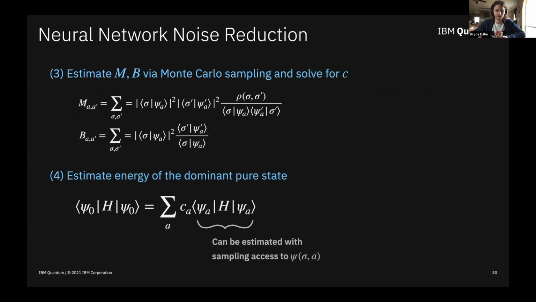Finally, once you have these M and B matrices, you can solve the equation on the previous page for C, right? Recall that these were the coefficients in our decomposition of psi. And so now we can actually evaluate the energy of our ground state, our principal component, just by using the linearity, right? And so this is the quick idea of how you can use this non-physical sampling access to heuristically try and learn the energy of this principal component of your mixed state, right?